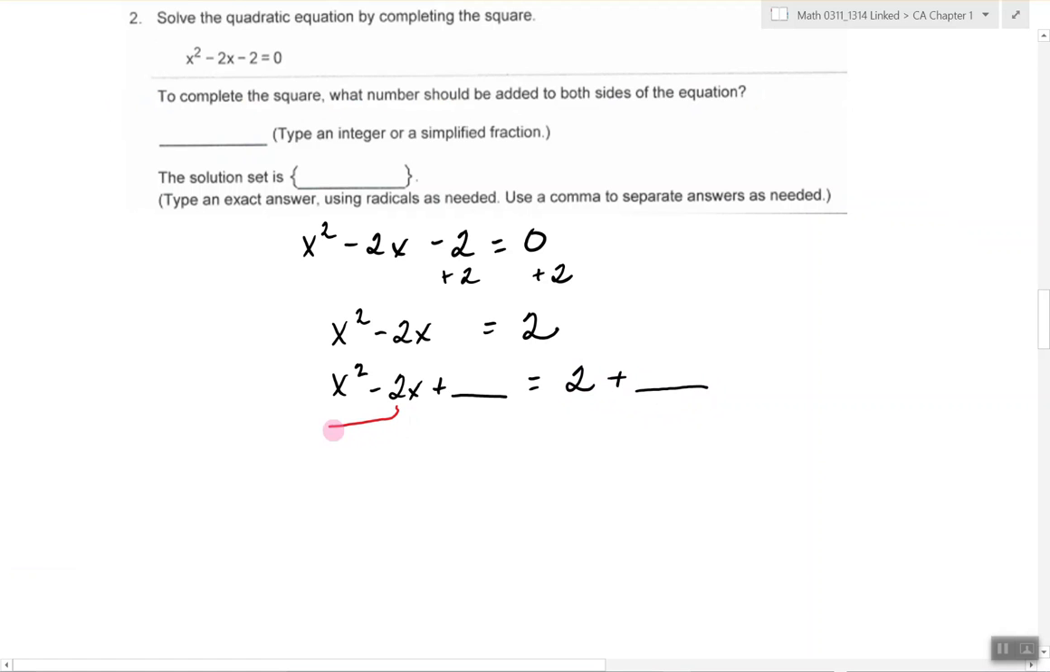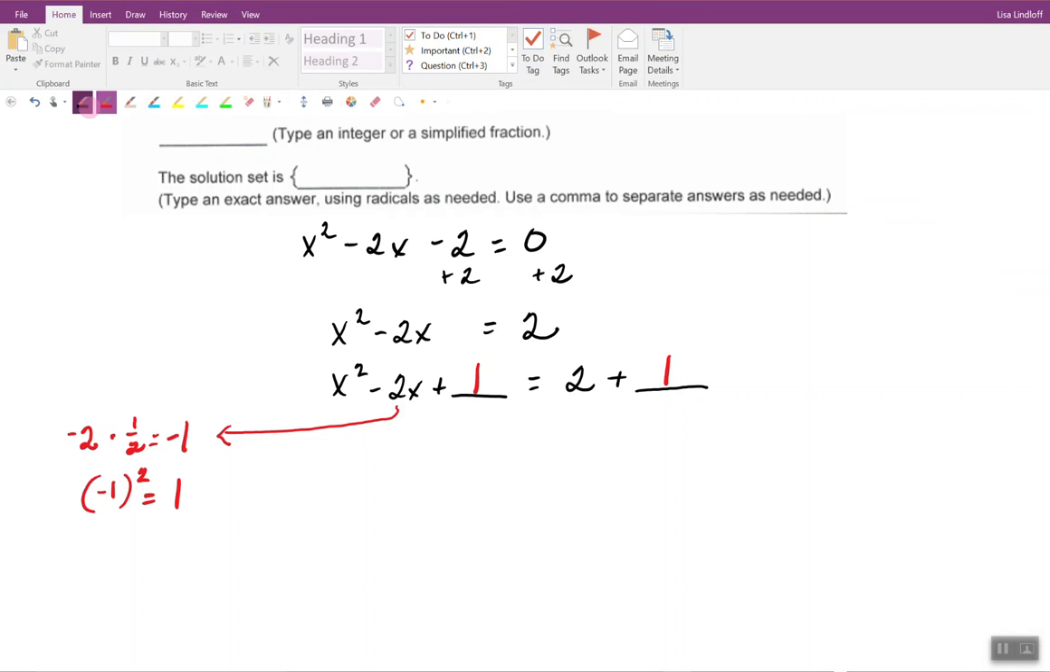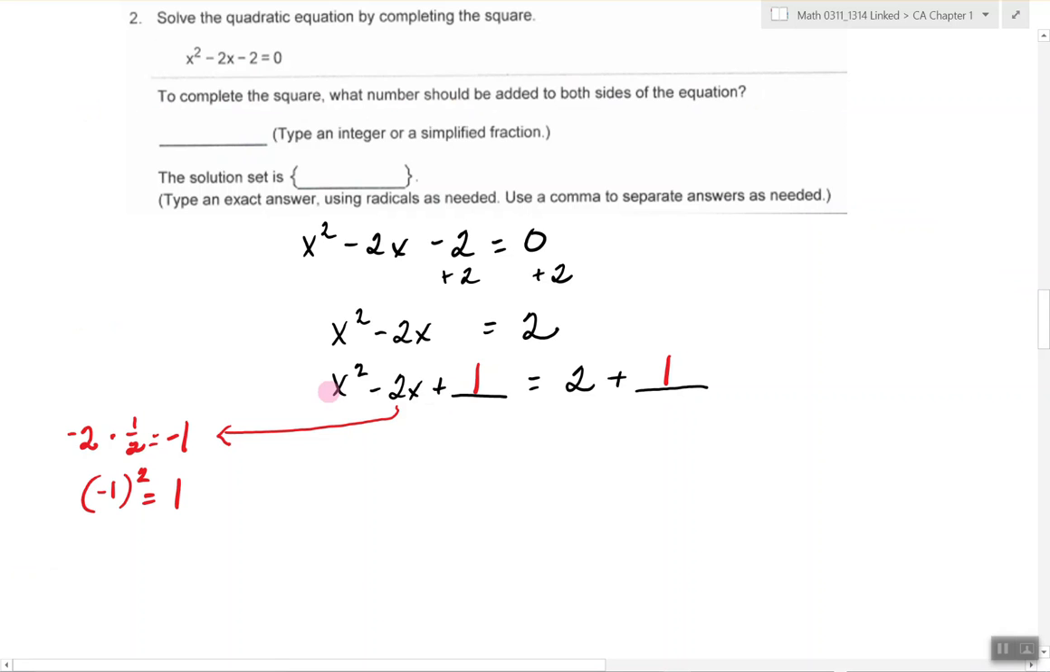I'm going to take the coefficient of x, which is negative 2. I'm going to take half of it, which gives me negative 1. Take negative 1 and square it for 1. Fill in with 1, fill in with 1. And I know that that's extremely similar to the very first problem. The left-hand side has become a perfect square trinomial.